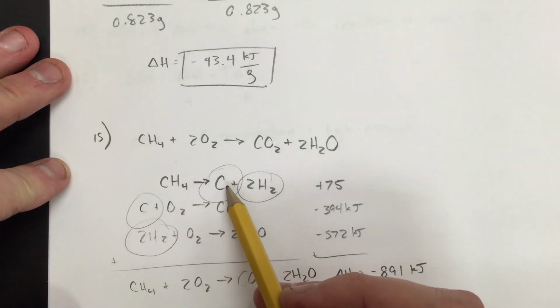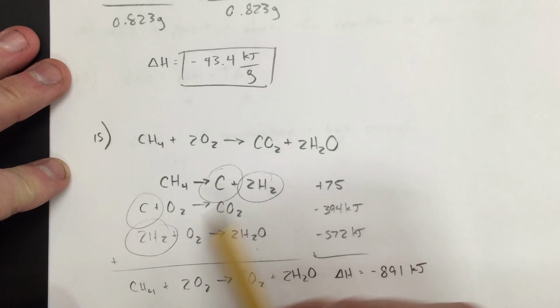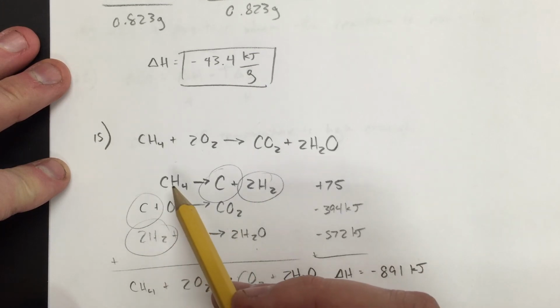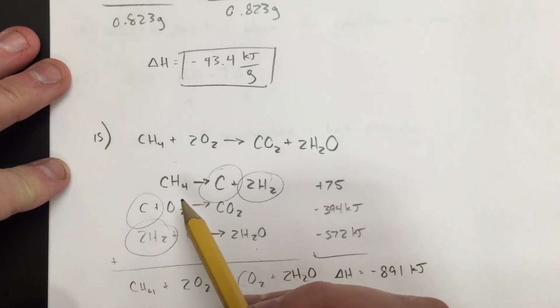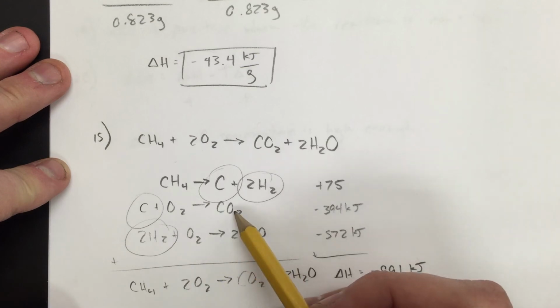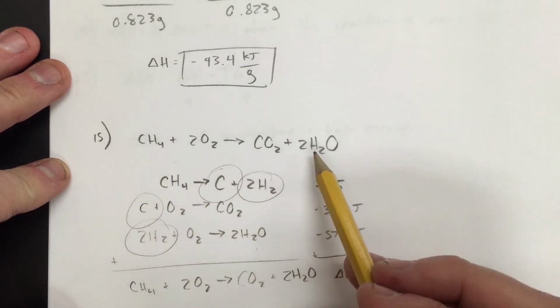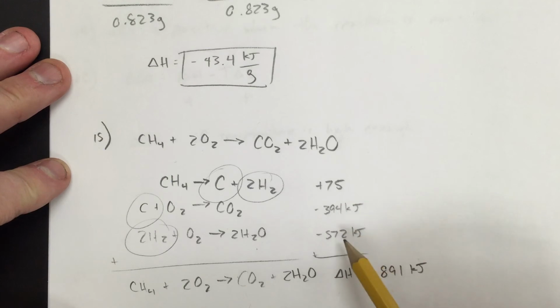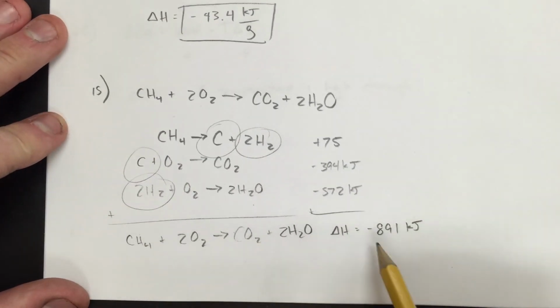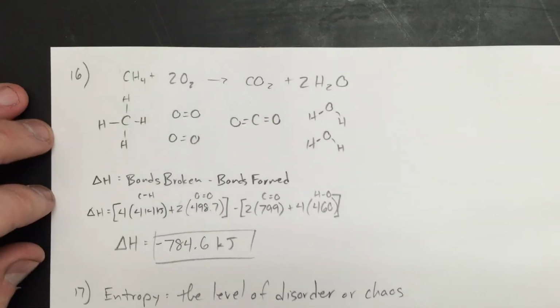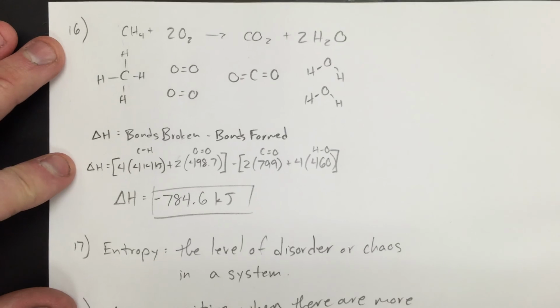So then we cancel stuff out. The carbon and the carbon cancel out. The 2 hydrogens and 2 hydrogens cancel out. So left we have CH4 plus 2 O2 reacts to form CO2 plus 2 H2O, which is exactly what we want. So we add all 3 of these up, and we get our reaction, and we get delta H equals negative 891 kilojoules.